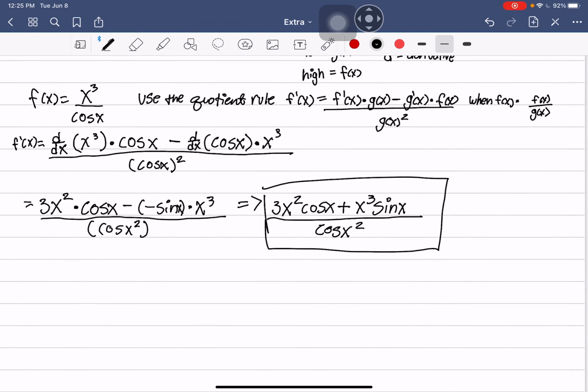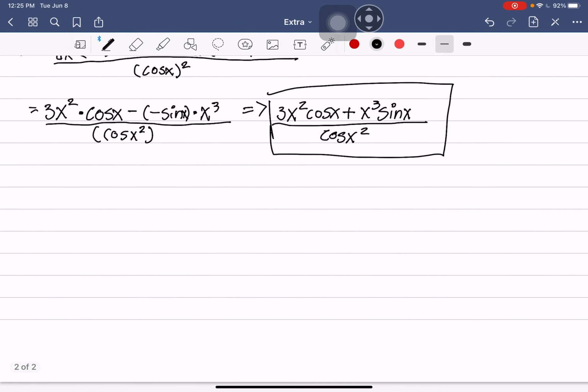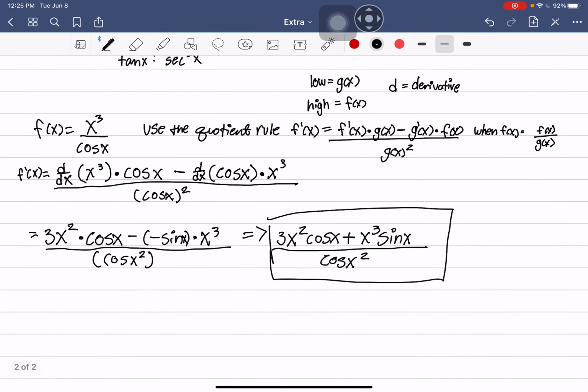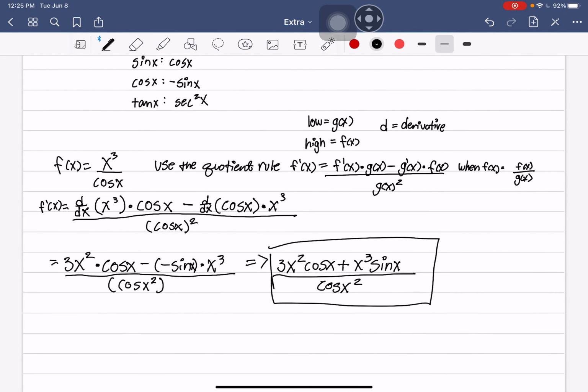Moving down, we're now going to do the chain rule. I'm actually going to save this for a different video. This was the quotient rule. Hopefully it was helpful.